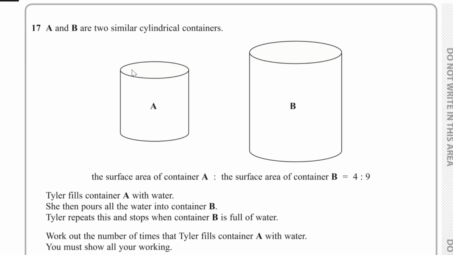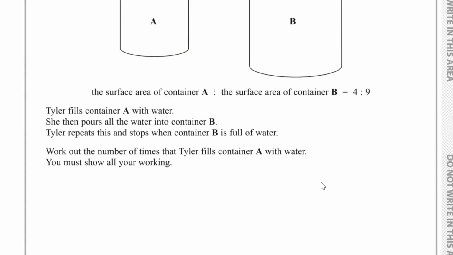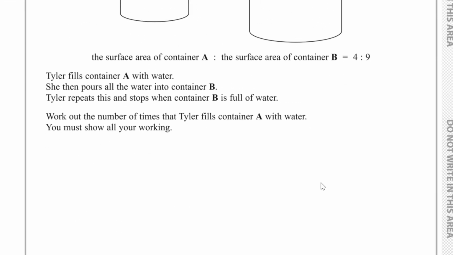Question 17. A and B are two similar cylindrical containers. The ratio of the surface area of A to the surface area of B is equal to 4 to 9. Tyler fills container A with water. She then pours all the water into container B. Tyler repeats this and stops when container B is full of water. We have to work out the number of times Tyler fills container A with water. You must show all your working.